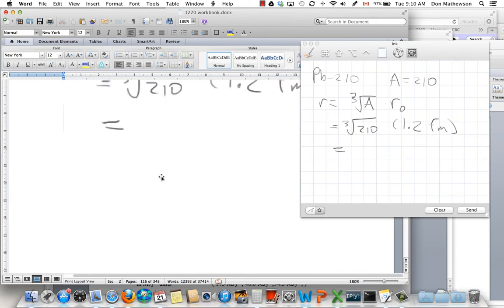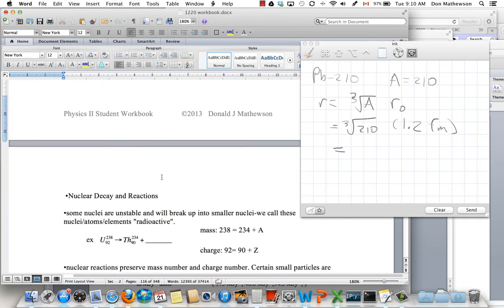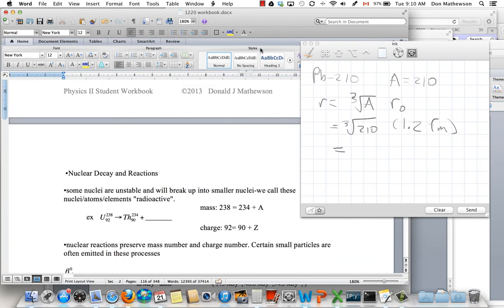Some nuclei are unstable and will decay, and they break up in the decay into smaller particles. The unstable nuclei are called radioactive. And the reason for the radio just has to do with the fact that when they emit gamma particles, which are bits of electromagnetic radiation, it's often at very high frequencies, radio frequencies.